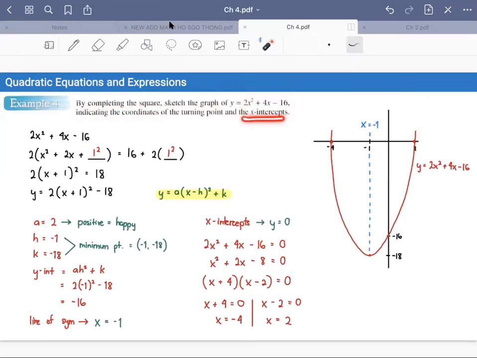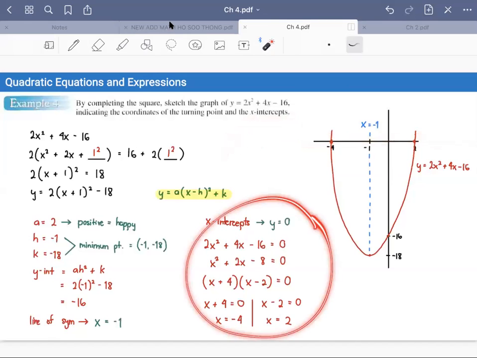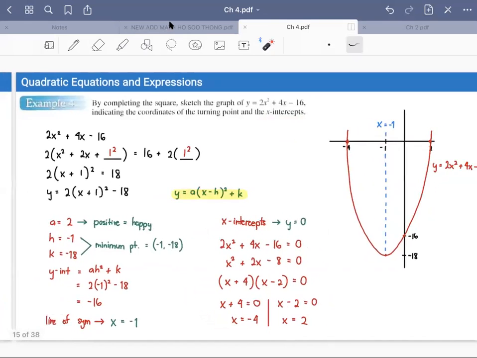And then let's revise. How do we find the x-intercepts? When you're looking for the x-intercepts, these are the points on the x-axis, right? If the points are lying on the x-axis, that means that y is equal to 0 for the x-intercepts. So that's what we'll do here.